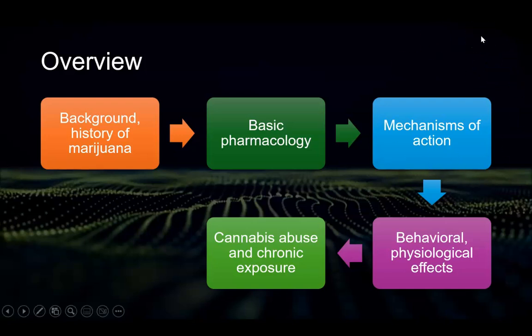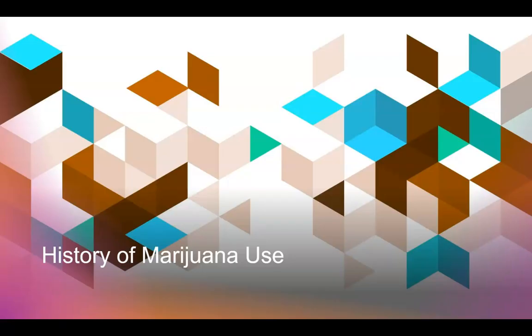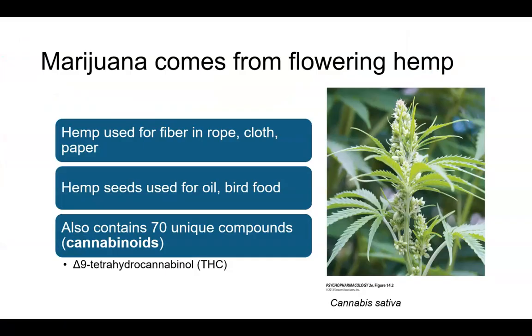So here's kind of the overview for what we're going to be talking about in this lecture. We're going to talk about the background and the history of marijuana, the basic pharmacology, the mechanisms of action, cannabis use and chronic exposure, as well as the behavioral and physiological effects. So let's go ahead and begin by talking about the history of marijuana use.